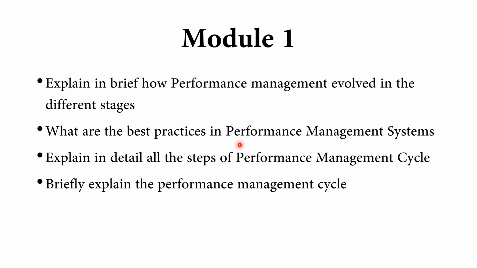Under module 1, these are the first set of questions. Explain in brief how performance management evolved in the different stages. Second, what are the best practices in performance management system? Next, explain in detail all the steps of the performance management cycle. Next, explain the performance management cycle itself. A separate answer can also be made. So these are the first set of questions under module 1. You can all go through it once.